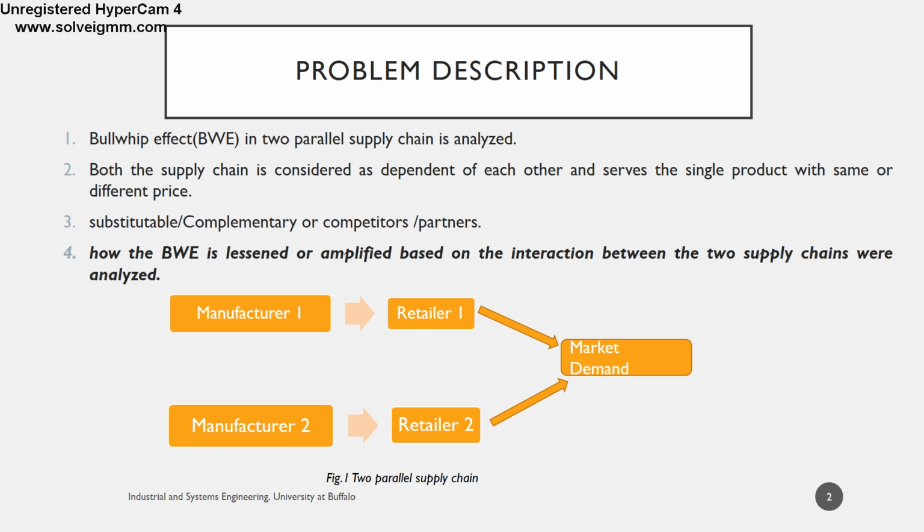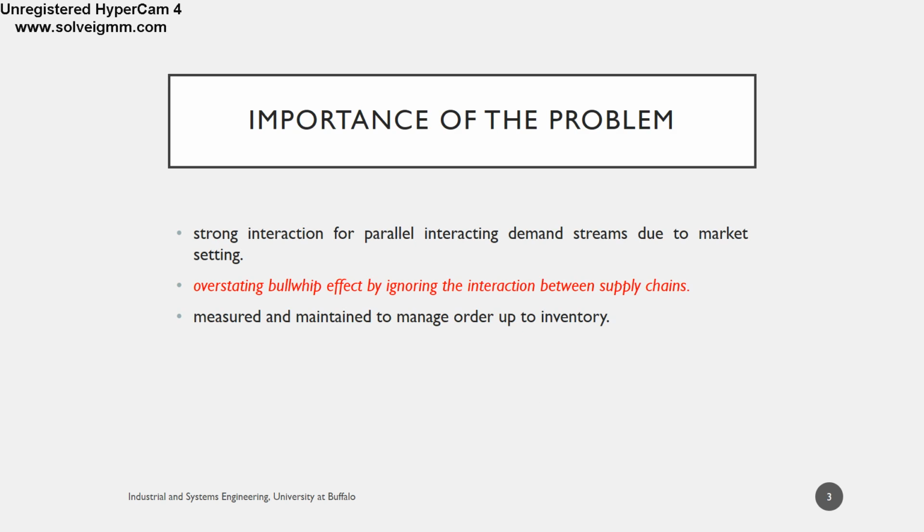The Bullwhip effect in two parallel supply chains with interacting price sensitive demand for a single product is analyzed in this paper. Both supply chains are considered dependent on each other and serve a single product with the same or different price. The two products from the two supply chains can be substitutable or complementary, and both supply chains have one manufacturer and one retailer. In this scenario, how the BWE is lessened or amplified based on the interaction between the two supply chains is analyzed.